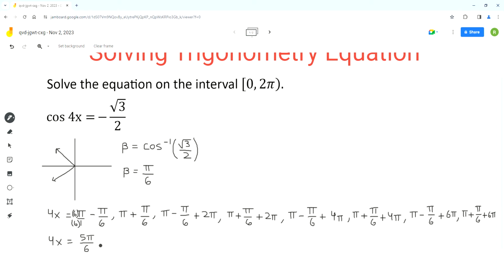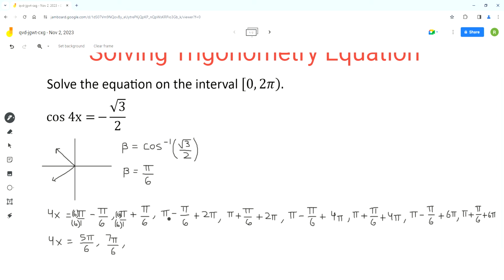So that's the value in the second quadrant. Now the next value in the third quadrant will be pi plus pi over 6. So we do the same thing. The denominator of pi is 1. The common denominator is 6. So we'll multiply the numerator and the denominator by 6. So it will become 7 pi over 6, because here we are adding the fraction.